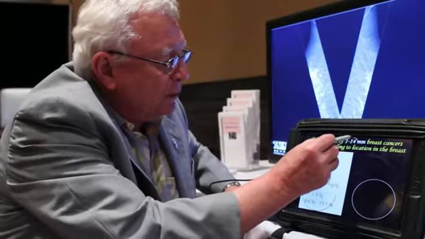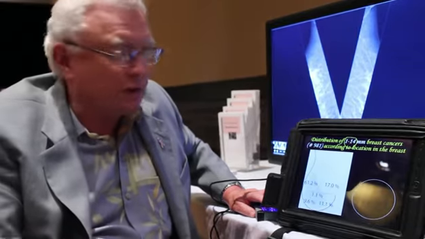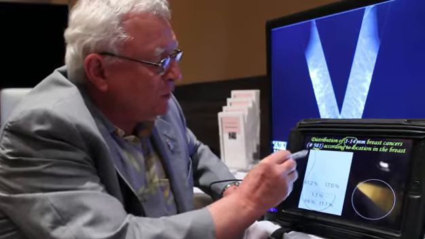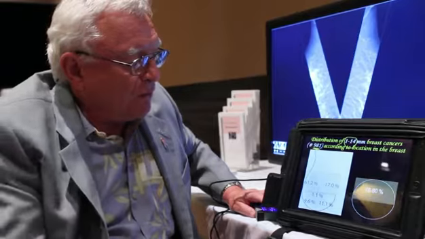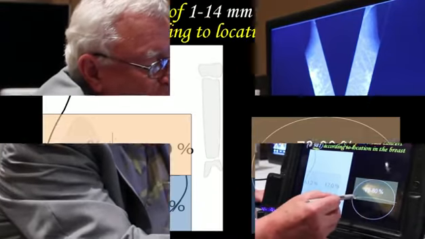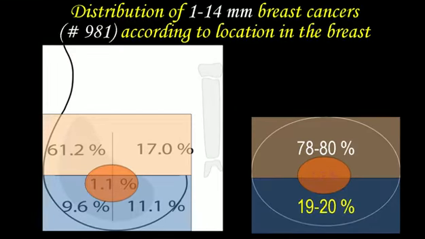We have looked at the location of 1 to 14 millimeter small breast cancers in 981 cases. And we found that about 80% of the cancers are in the upper half of the breast, leaving about 20% for the lower half, and about 1 to 2% behind the nipple and the areola.